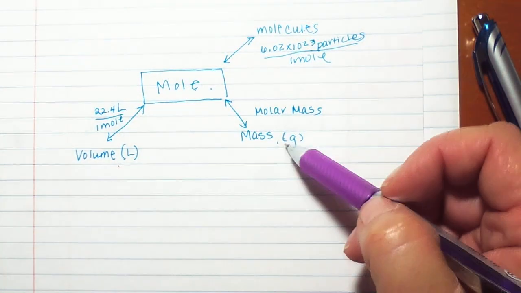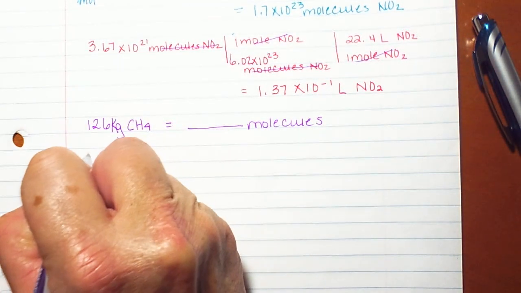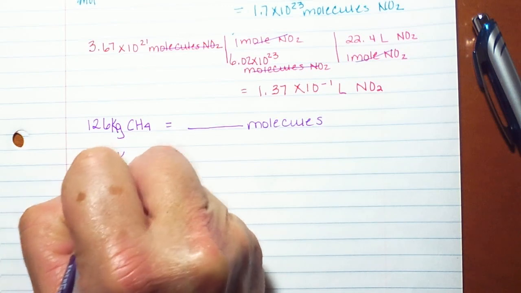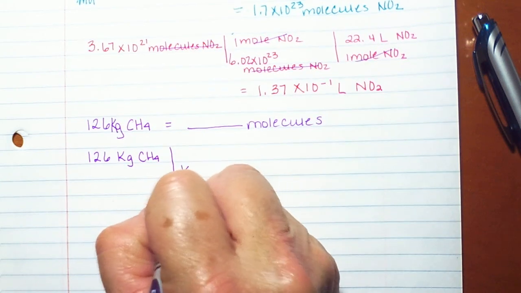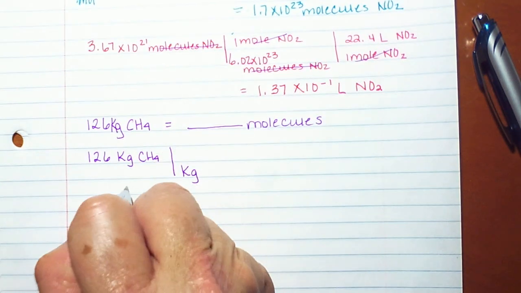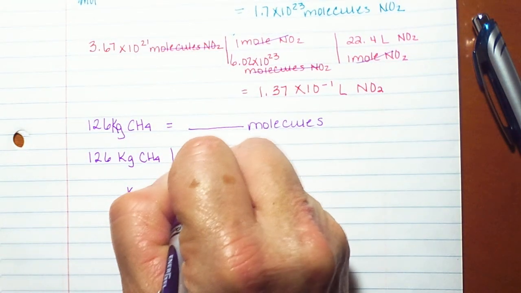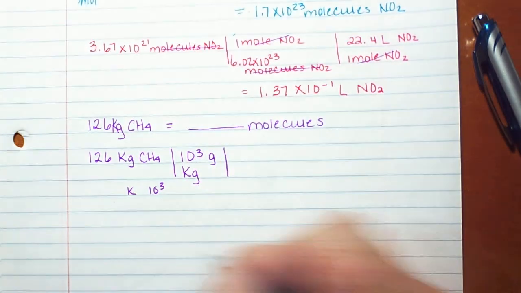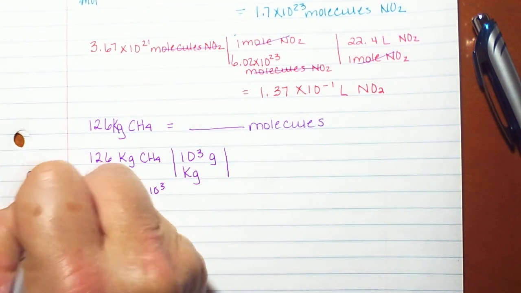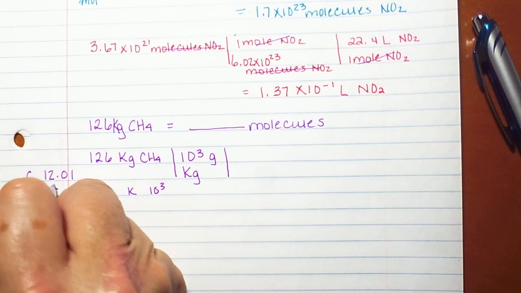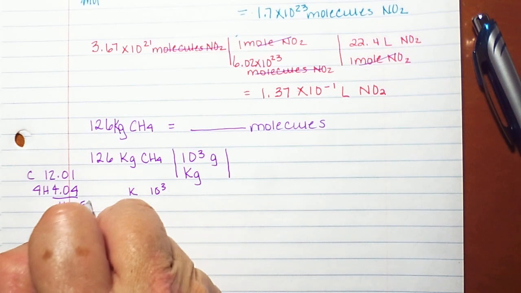But the problem is my molar mass isn't in kilograms. It's in grams. So the first thing I'm going to have to do is take my 126 kilograms of methane, right? And I'm going to have to go from kilogram to gram. So kilo is 10 to the third. So kilogram, 10 to the third grams. And now I can keep going. So now I'm going to take one carbon, which is 12.01, and 4 hydrogens, which is 4.04. So when I add these together, I get 16.05 grams per mole.